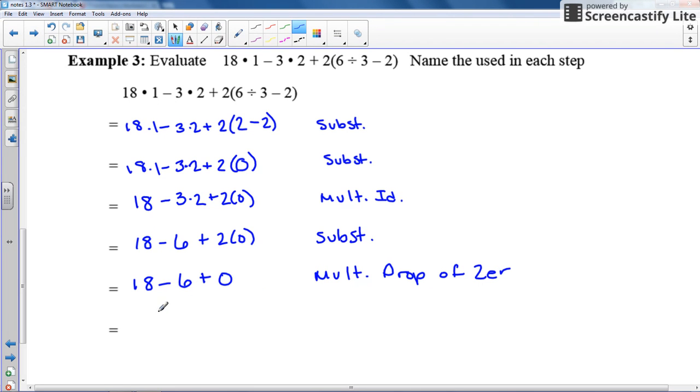All right, then finally, we can do our additions and subtractions. And remember, these go in order from left to right. So 18 minus 6 is 12, plus 0. That's the substitution property. And our last equal sign got chopped off there. 12 plus 0 is 12, and that's the additive identity that allows us to do that, because any number plus 0 gets to keep his identity of 12.